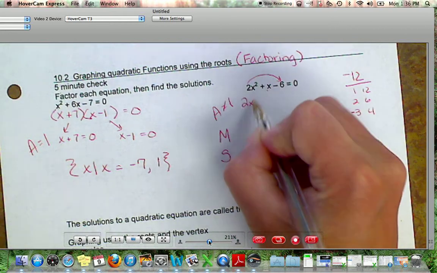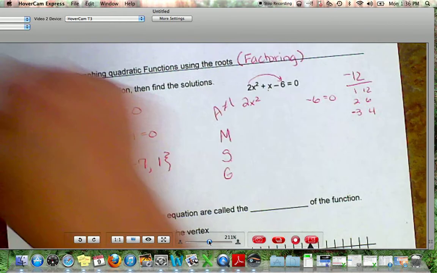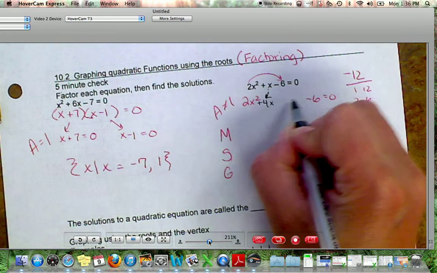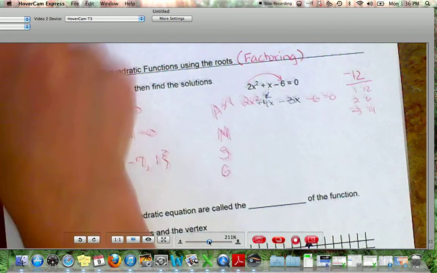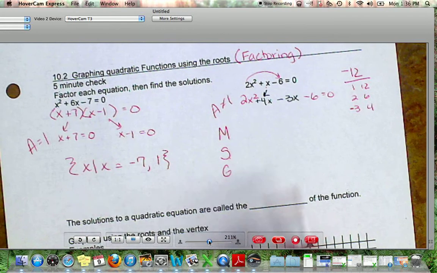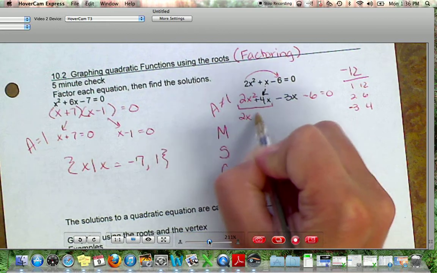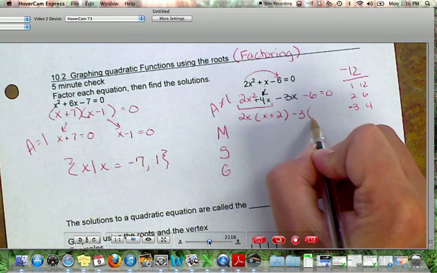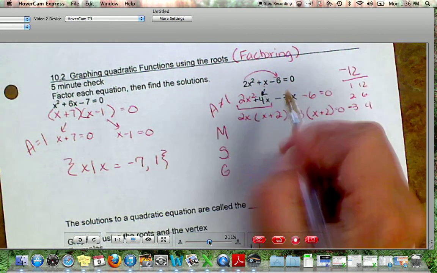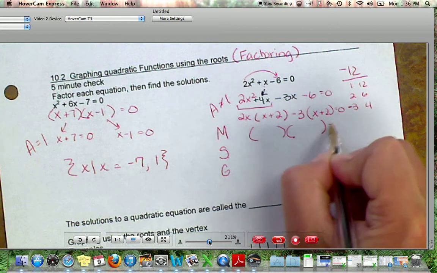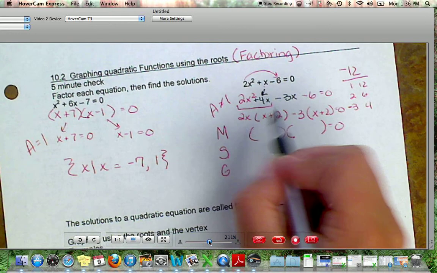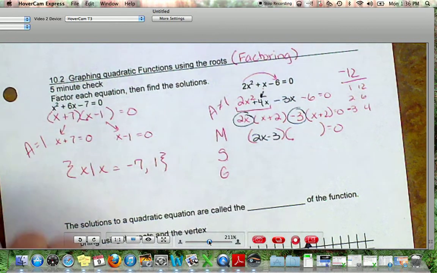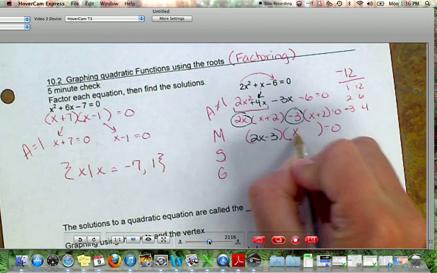So the first term stays the same. The last term stays the same. We split the B term into +4x and -3x. And then G is factoring by grouping. So we can take out a 2x here, and we're left with x plus 2. We can take out a -3 here, so we're left with x plus 2. And don't forget, you have to go all the way to 2 sets of parentheses first. So this 2x minus 3 becomes one set of parentheses, and the twins become the other set.